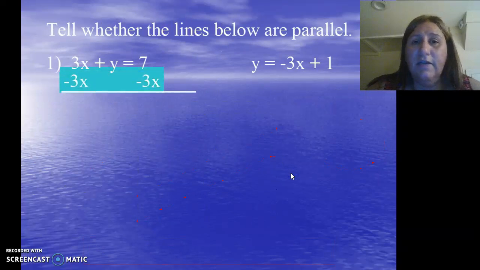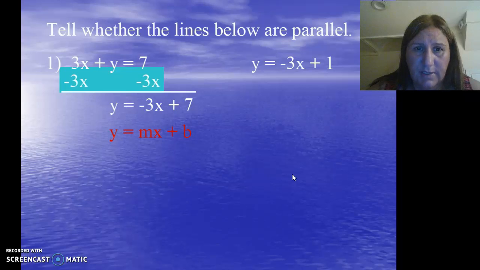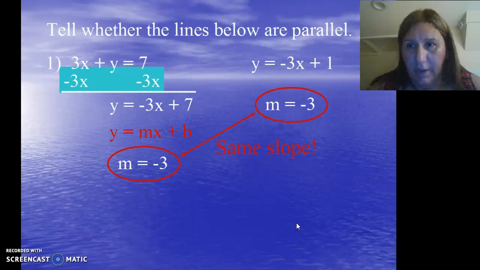Last slide, are these two lines parallel? The first thing you need to do is write the first equation in slope-intercept form, because it is not in slope-intercept form. Right after you do that, you need to figure out your slope for each equation. Notice both slopes are the same. Therefore, the two lines are parallel.